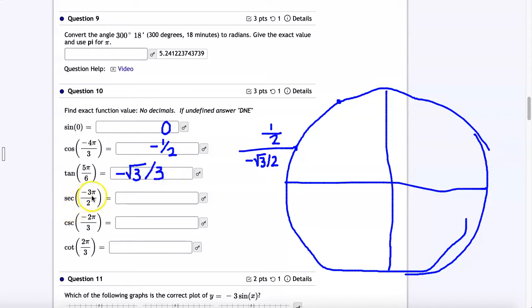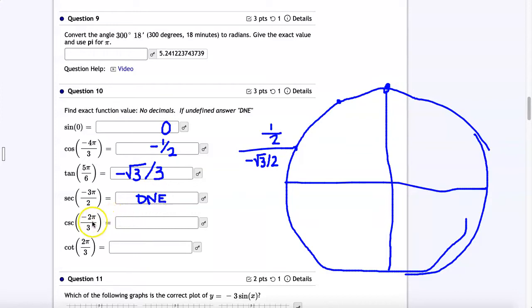Next, secant of negative 3 pi halves. So I'm going to go backwards to get to negative 3 pi halves. So here's 1/2, 2 halves, 3 halves. So I'm looking at the point up here. The cosine value here is 0 because the x value is 0, and the secant is the reciprocal of that, so secant does not exist at this point. You cannot take the reciprocal of 0.